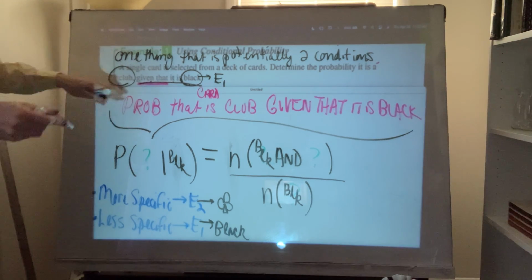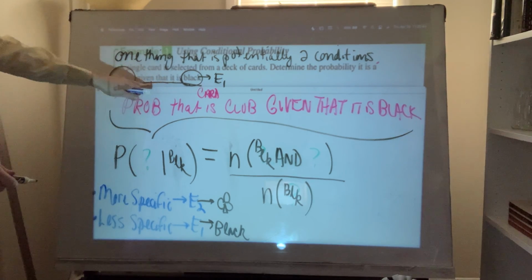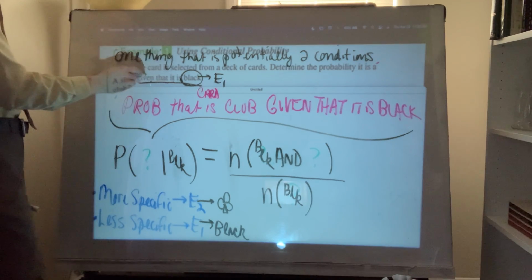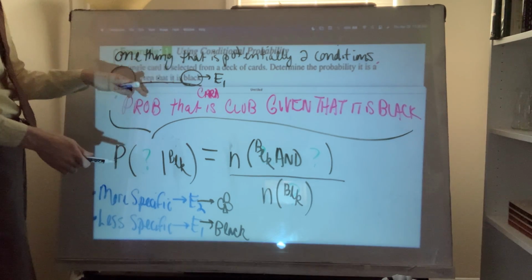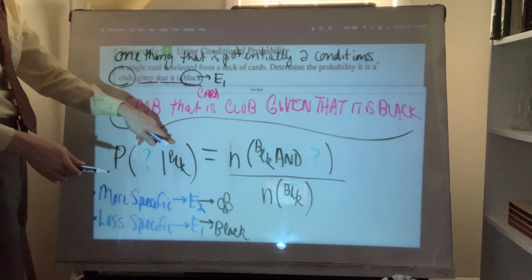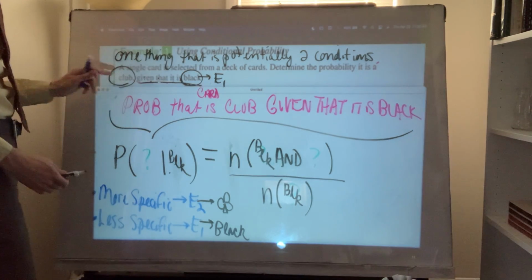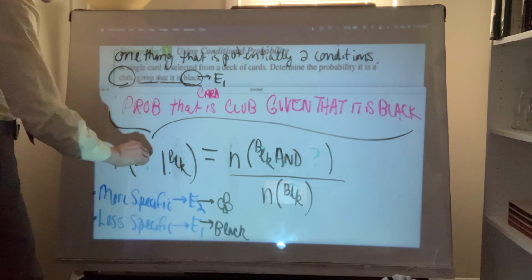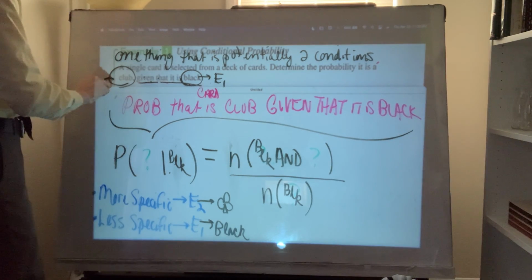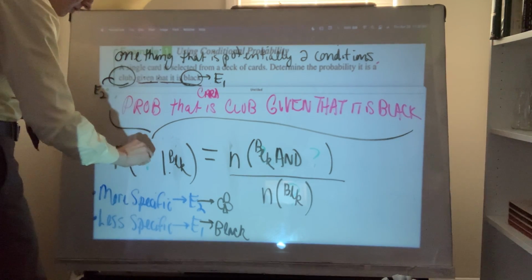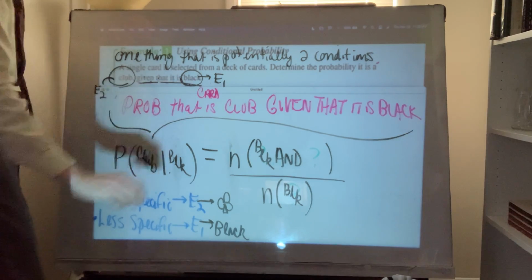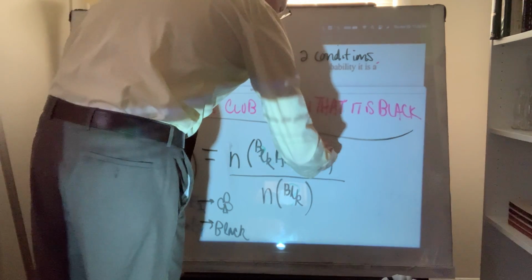Now, if you're just reading things as they are using the phrase given that, what follows the phrase given that is probably E1. So that would sit here, here, and here in the formula. As for club, that would be E2 then. Club, and then you have club here.